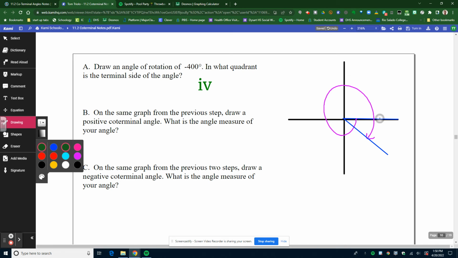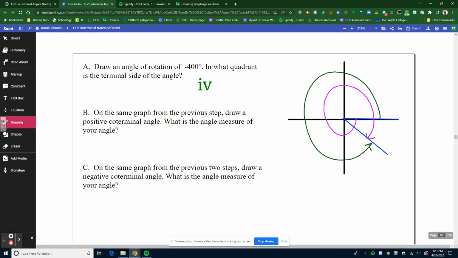Okay. I lost my green. Okay. So, how many degrees is that going to be? So negative 400 plus 360 plus 360. What's that going to be? Negative 400 plus 360 twice, so 720 minus 400 is 320 degrees.